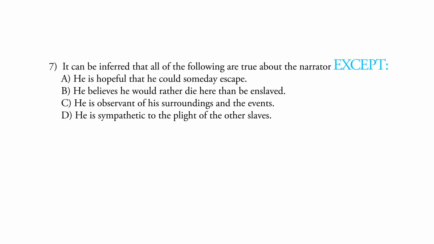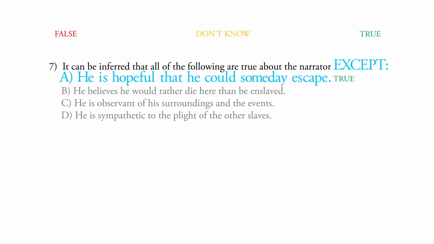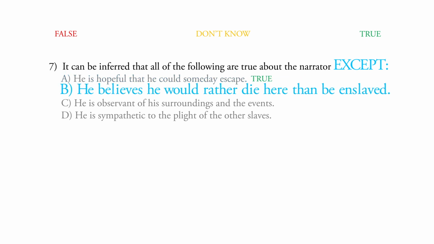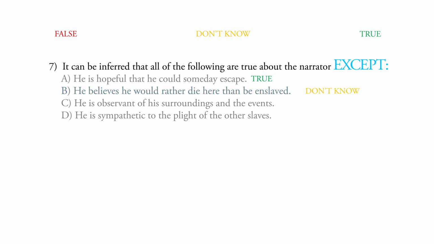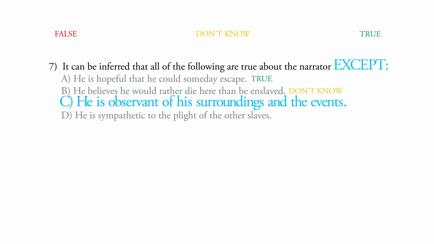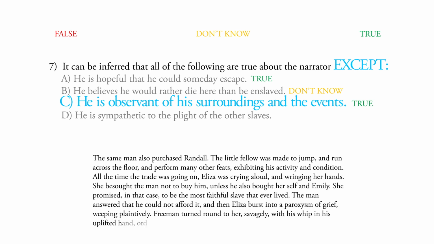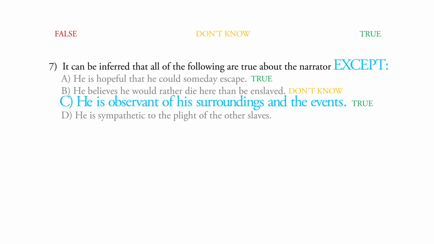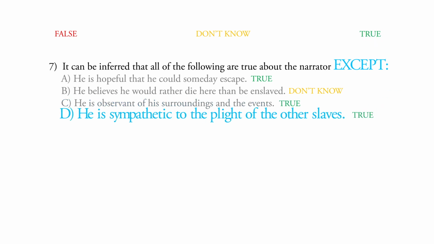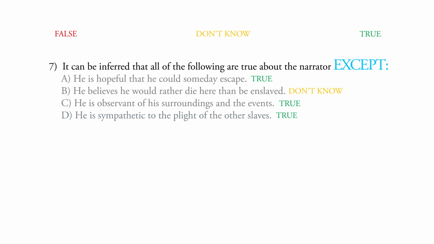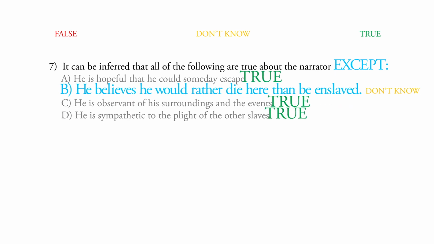Okay, let's go through them. A definitely seems true. He definitely wants to escape being a slave. Choice B. We may or may not be sure of this one, so let's move on for now. Choice C, that is definitely true because as the narrator, he is describing everything that's happening. Therefore, he must be observant or watchful. Choice D also seems true because he's very expressive about how bad he feels for Eliza. So this means that even if you weren't really sure about choice B, the other choices are definitely true, making choice B the best answer.